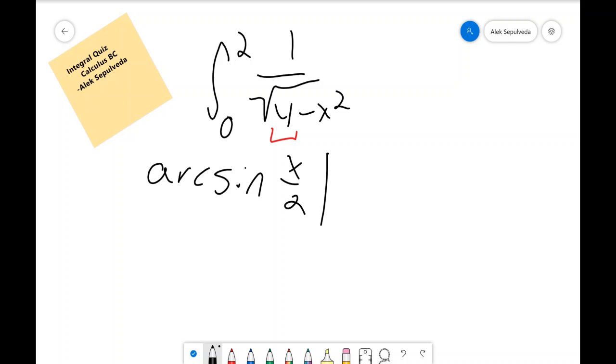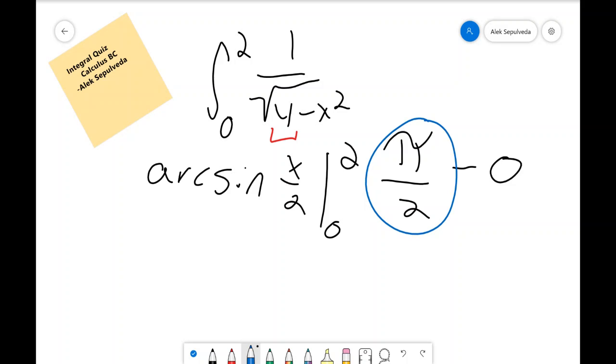We're going to evaluate this from 0 to 2. So arcsine of 0 is 0. Arcsine of 2 over 2, which is the same thing as arcsine of 1, is equal to pi over 2. So we end up with our answer, pi over 2, and so we know that the integral converges.